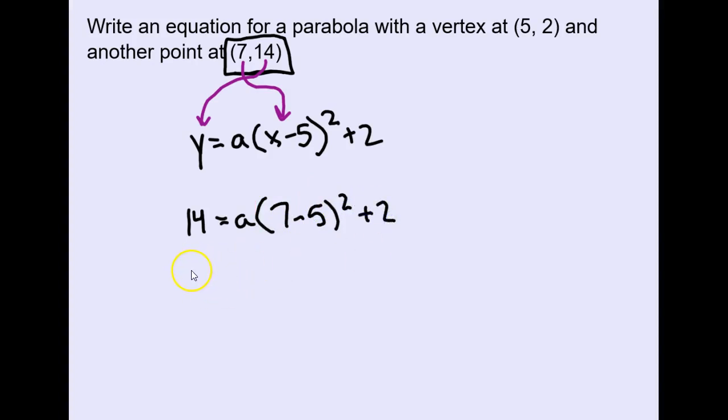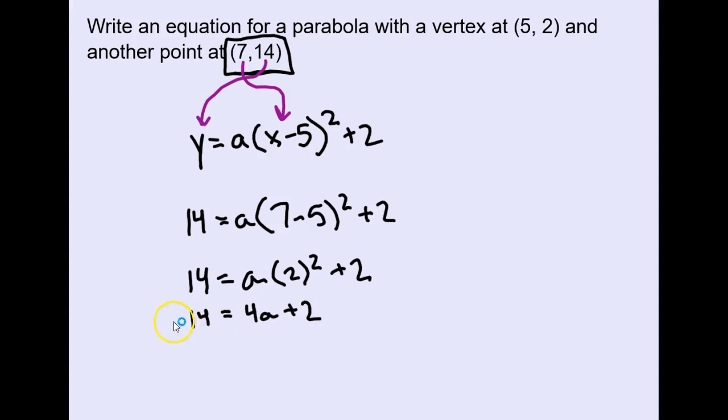Alright, now we just crunch this out. 14 equals A times 7 minus 5, we got to do parentheses first. 7 minus 5 is 2. So you get 2 squared plus 2. Probably don't need to write out all these steps, but we'll just do it for now. 14 equals A times 2 squared, which is 4. So this is really 4A plus 2.